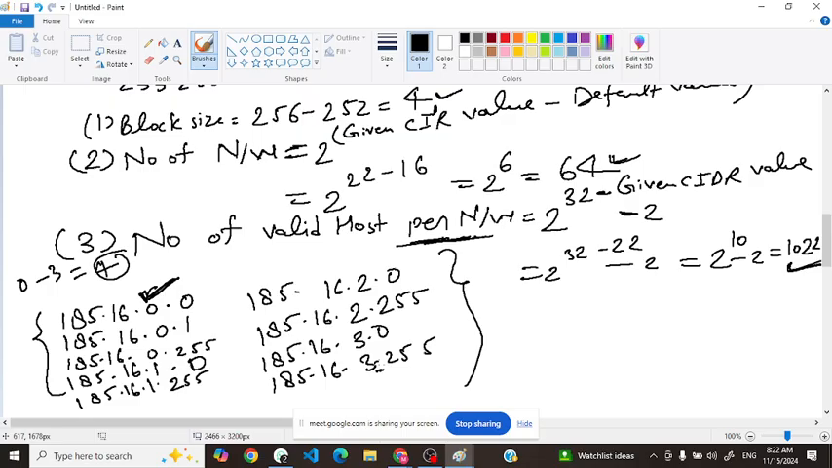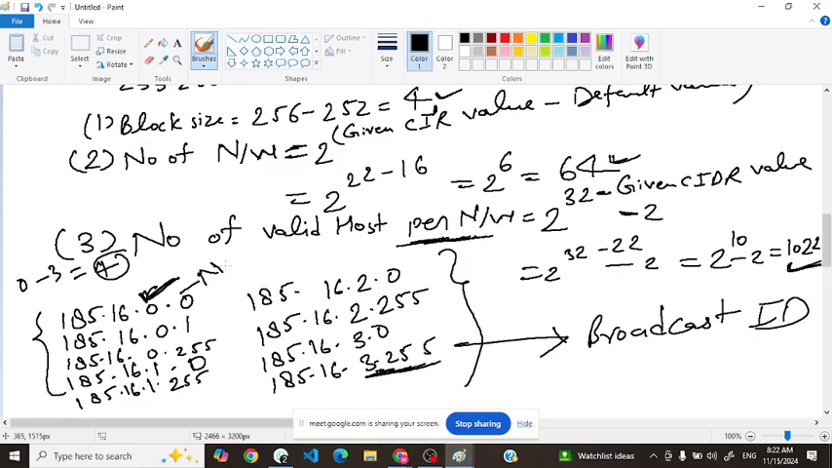0 is obviously the network ID, and 3 will be the broadcast ID. So there are no usable addresses at the ends. This will be the broadcast ID, and this will be the network ID. Yeah, I got that. That is our network ID.